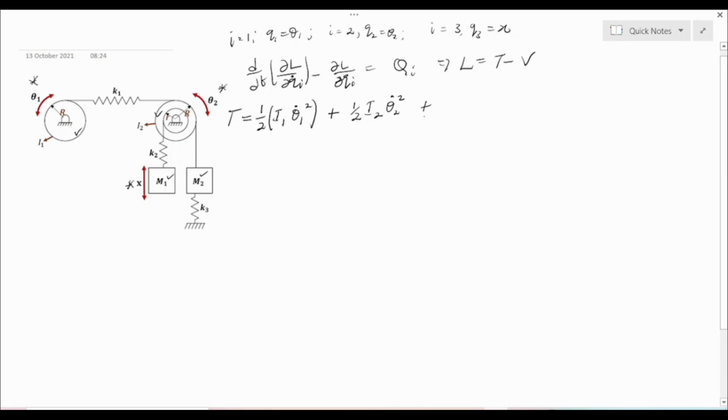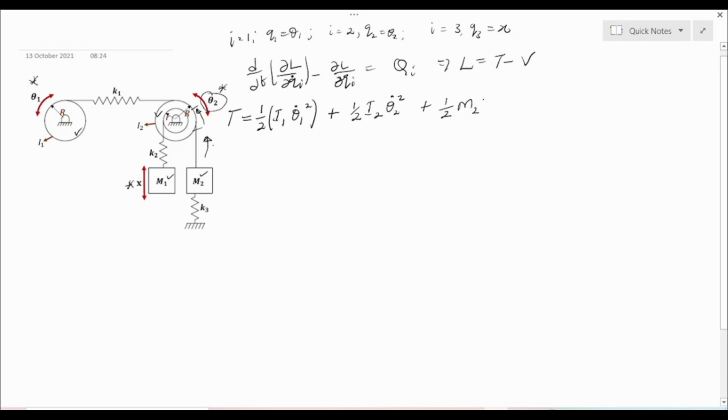Then we'll take the velocity, the kinetic energy of mass M2, half M2. For this case, what is the velocity of mass M2? It's going to be a function of the velocity of theta 2. If this pulley is rotated, say in the anti-clockwise direction, this mass will likely move upwards by the total distance that the pulley has been rotated.